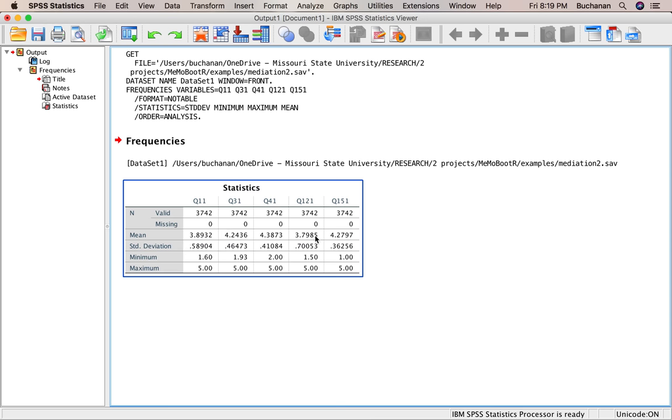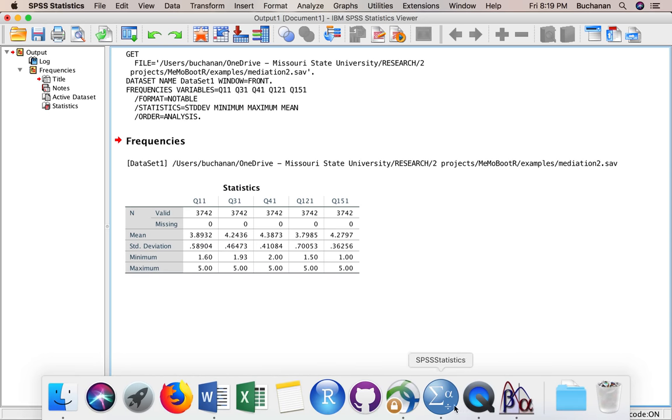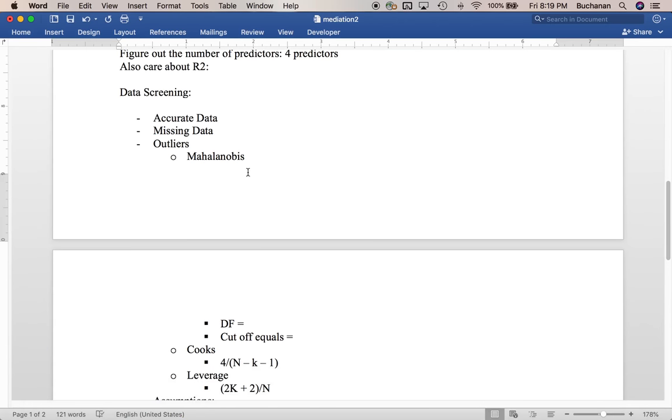The average rating for each one of these questions, right? Standard deviation, not too crazy. Min and max do not exceed the range of the scale. So these are the average student evaluations for each course for each faculty member. Okay. So we have accurate data, it looks like, and we don't have any missing data. So looks good, no missing data.